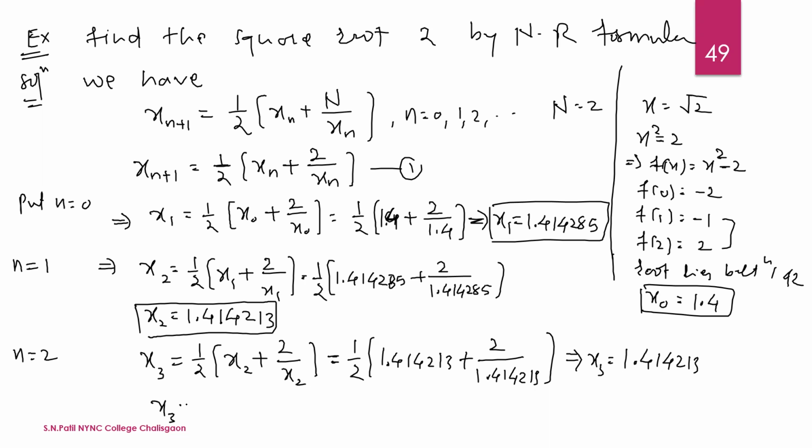Okay, now we stop the iteration, and we want the correct answer up to 3 places. 1.414, that is 1, 2, 3 places. The fourth place is less than 5, so we keep 4 as it is. So this is the approximate root of 2, the square root of 2. Okay, thank you.